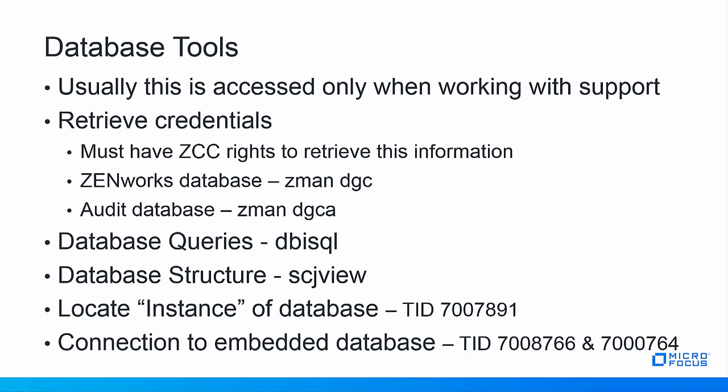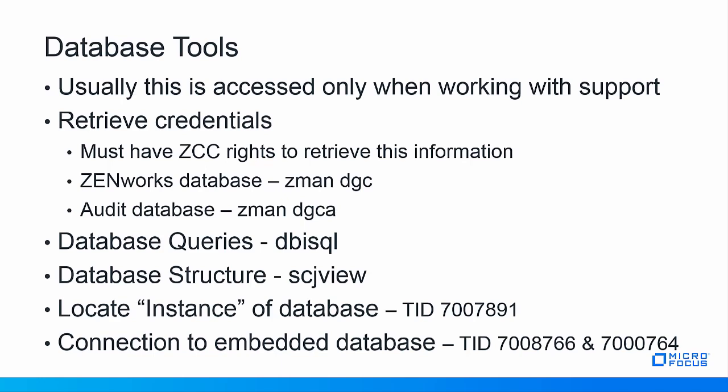Credentials are needed, and to retrieve this information, you will need rights to run the zman DGC and zman DGCA commands. The DBI SQL is used to run queries on the database, and the SCJ view is used to see the structure of the database.